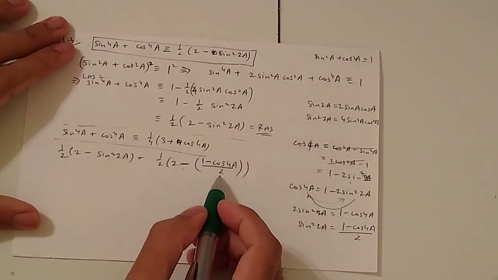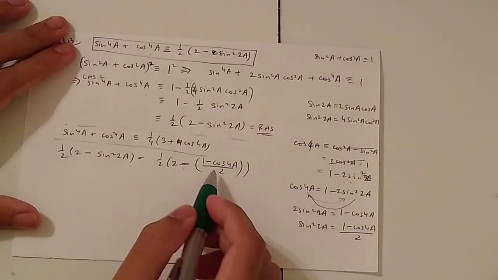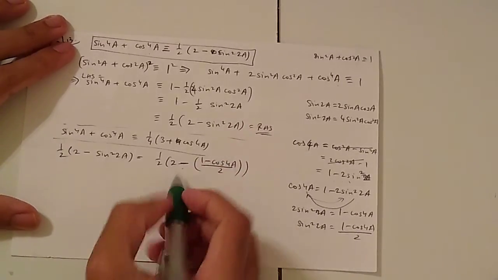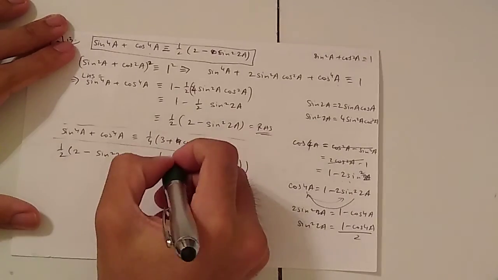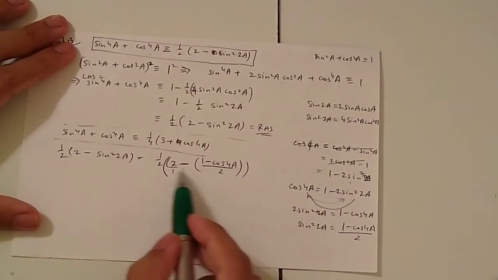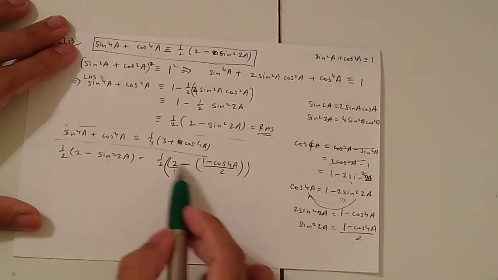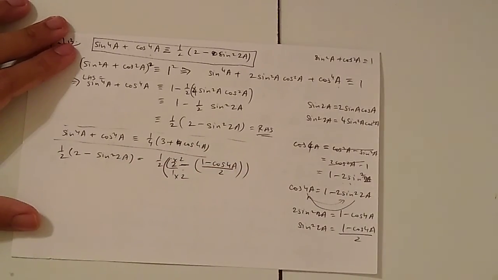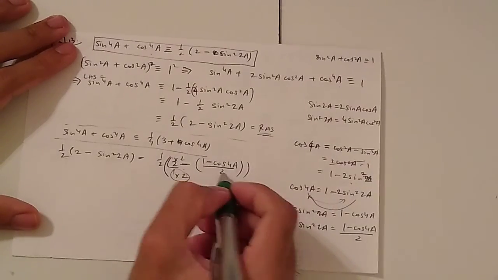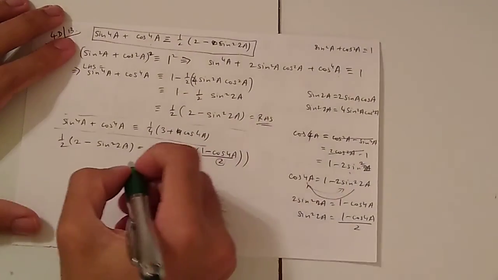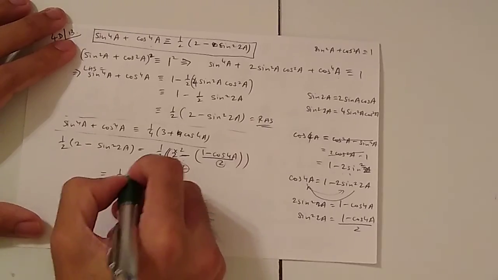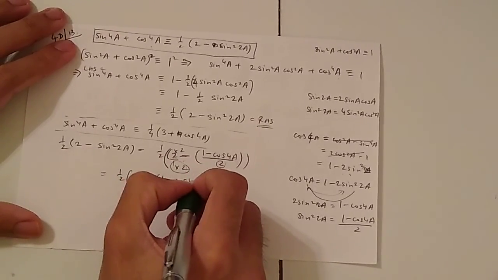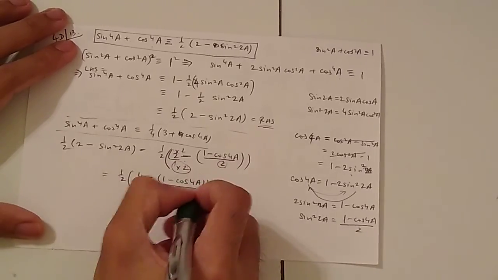Now let's expand the bracket and apply minus 1 to each of these separately. First let's multiply this one by 2. We currently have 1 on the denominator for this one. To combine the fractions, let's multiply both the numerator and the denominator by 2. Now this one is 2 and this one is 2, so we can easily combine them, and you get half into 4 minus 1 minus cos 4a the whole by 2.